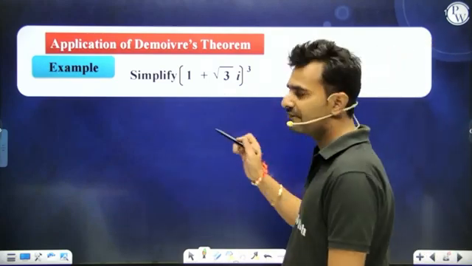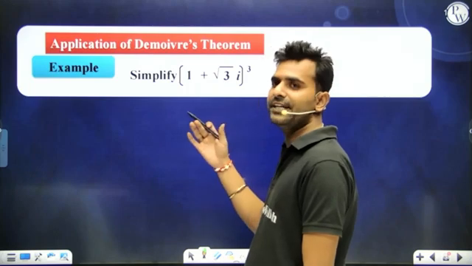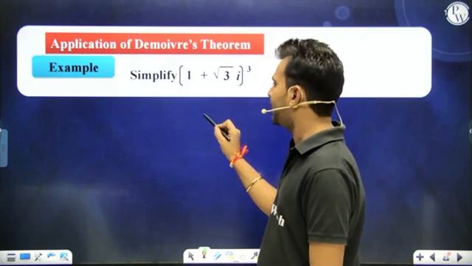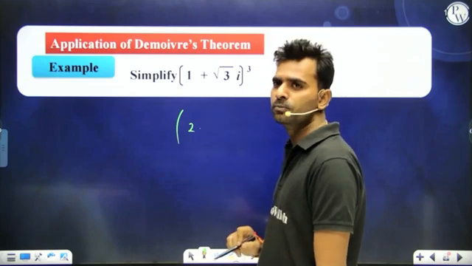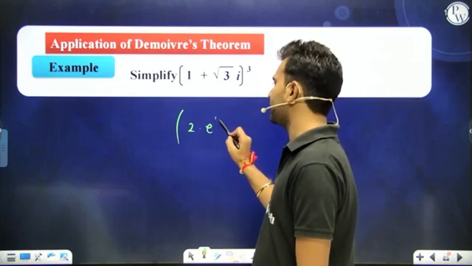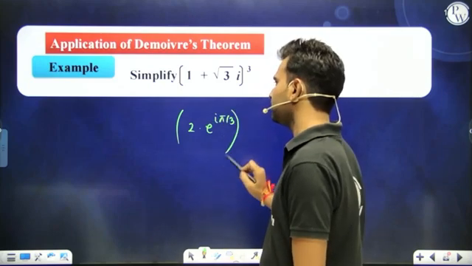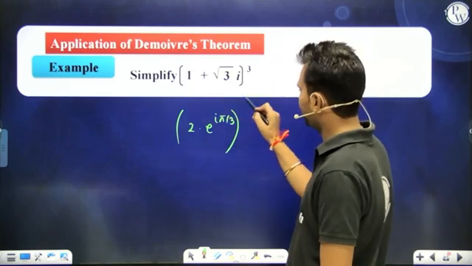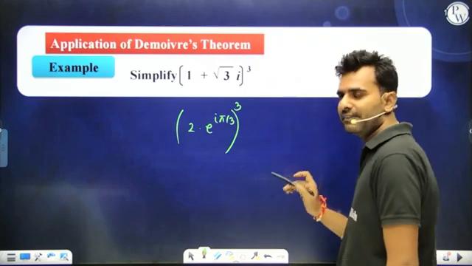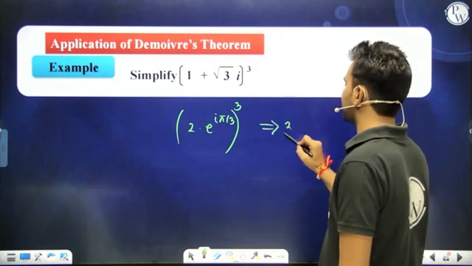Now look, if this kind of a thing is given to us, then one way is multiplying it 3 times. Another way is first writing down the modulus. Modulus's value is 2. Then writing down the argument. Argument is pi by 3. So we are done with the basic base thing and then whole power 3. We need to simplify this. Can we write it as 2 to the power 3 into?